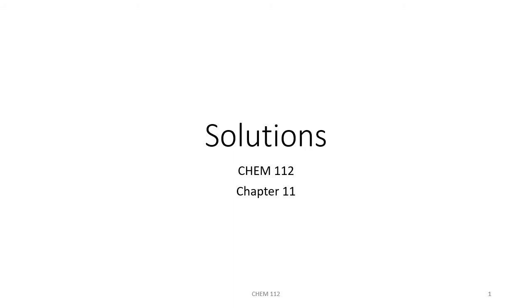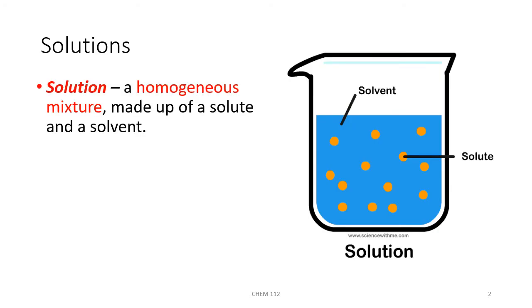Chapter 11 is going to focus on solutions, or in other words, homogeneous mixtures. In previous chapters, we learned about pure solids, pure liquids, and pure gases. Chapter 11 will look at some of the properties when we form solutions. Another name for a solution is a homogeneous mixture.